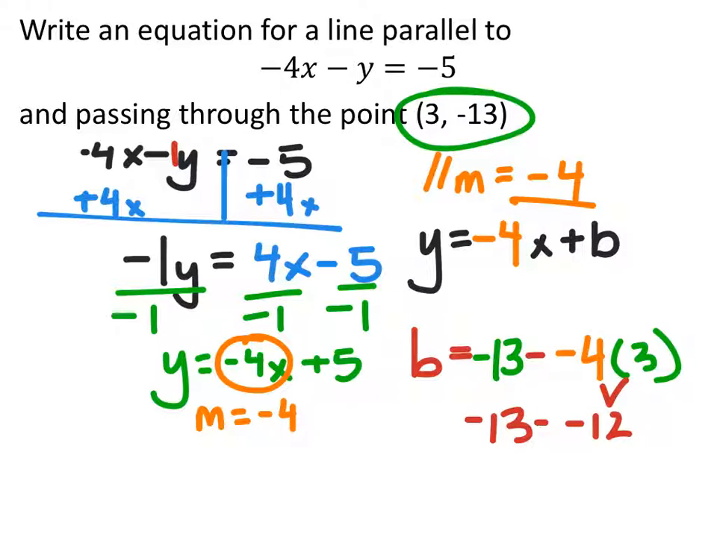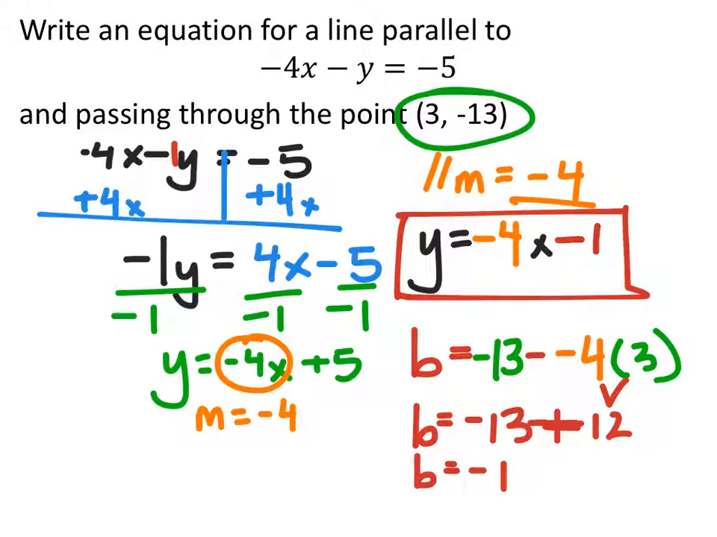So just working this out, I've got negative 4 times 3, which is negative 12. Negative 13 minus negative 12 is the same as negative 13 plus 12, which is negative 1. So I can come up here to this b value and replace it with negative 1. And this right here is the equation of a line in slope-intercept form that goes through the point (3, negative 13), but is also parallel to this equation up here at the top.